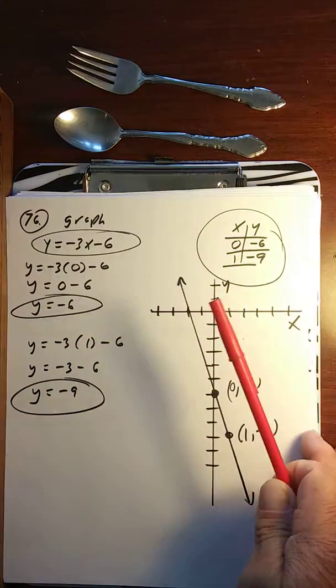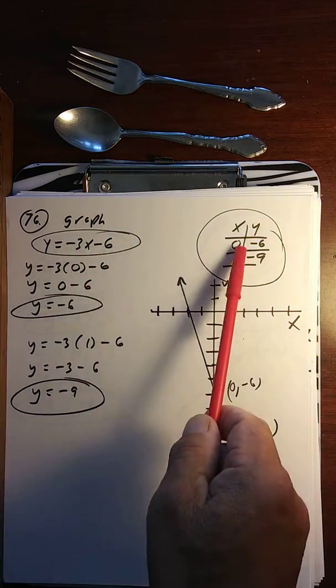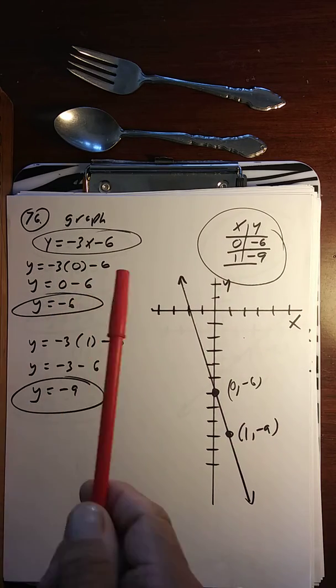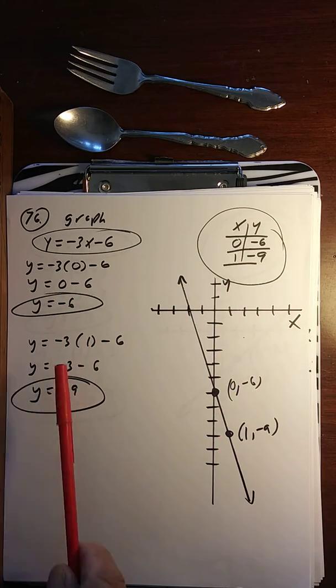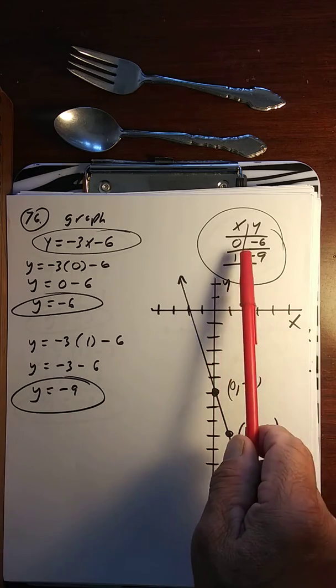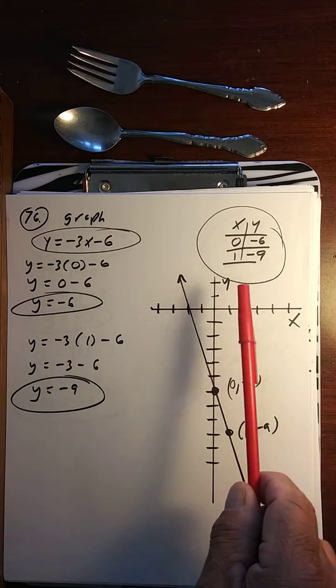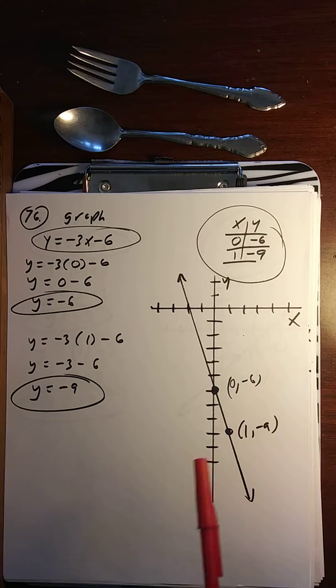Okay. It says graph this one. Same thing. Put a 0 in there. 0 times that is 0 minus 6, -6. Put a 1 in there. 1 times that, -3 minus 6, -9. So at 0 it's -6, and at 1, it's -9. There it is. Connect the dots.